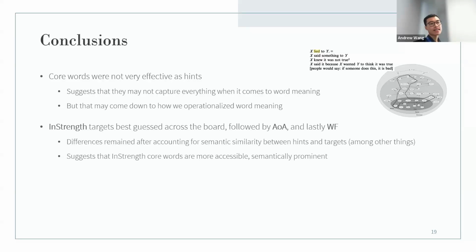What we did find, however, is that these in-strength target words were consistently the best guessed, regardless of what the hint was, and even after taking into account factors like semantic similarity, among other things like part of speech and concreteness. And that suggests that these kinds of words are privileged in semantic memory in some way, that they are more accessible, and they might be more prominent within the semantic representation.